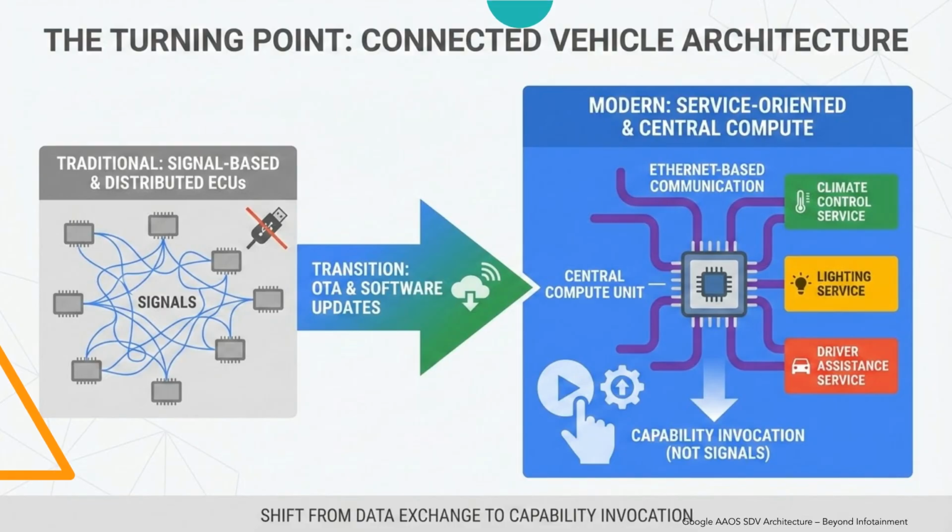The turning point came when vehicles started behaving like connected devices. Companies demonstrated that vehicles could receive OTA updates, introduce features post-production, and improve through software. This required a shift in architecture. Instead of distributed ECUs, systems moved towards central compute units, Ethernet-based communication, and service-oriented architecture. Functionality is now exposed as services, not signals. For example, instead of reading multiple signals, systems interact with a climate control service. This marks a shift from data exchange to capability invocation.